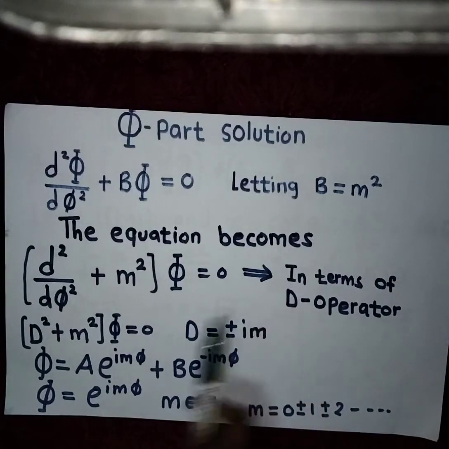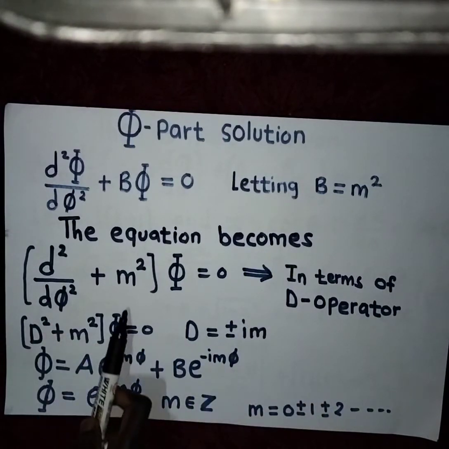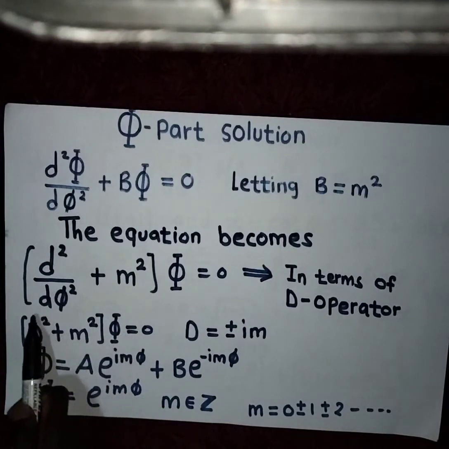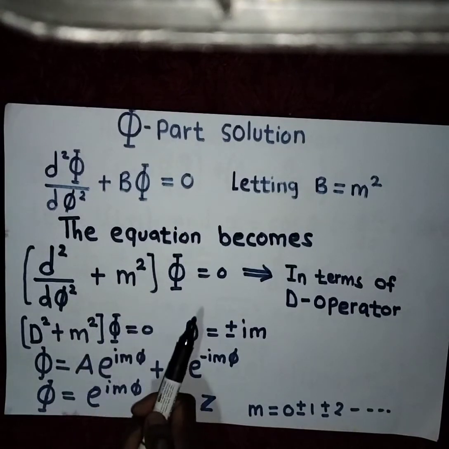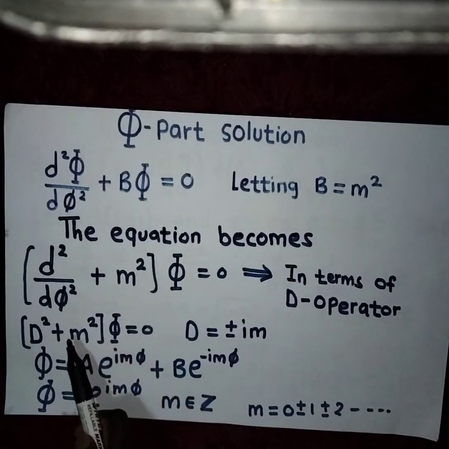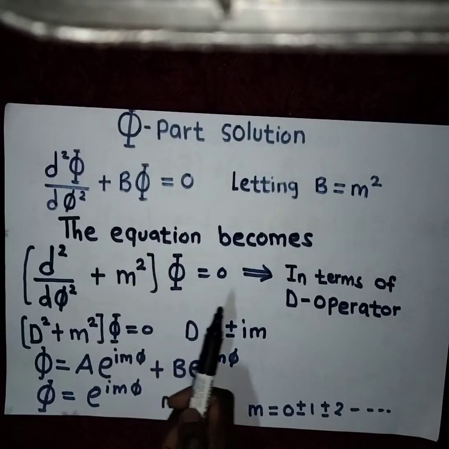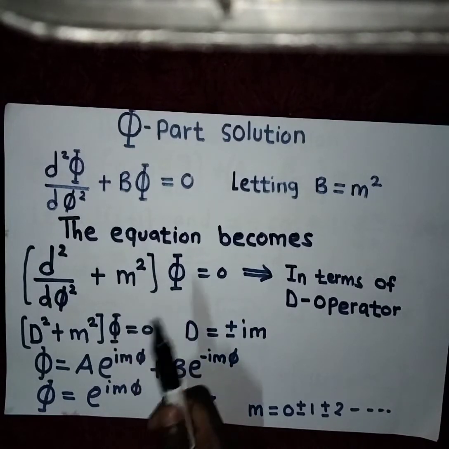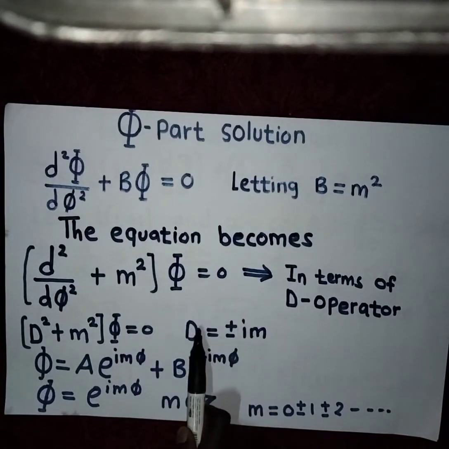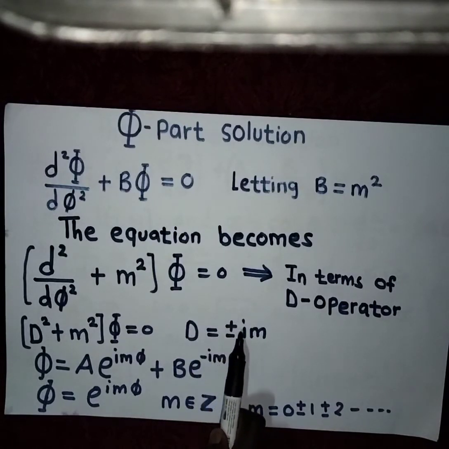This part here is arbitrary, so it means this phi can't be 0. The part which I equate to 0 is this part here. If I equate this one to 0, I'm going to have D squared plus m squared is equal to 0. Then again D squared is equal to negative m squared. For me to have D, I'm going to get the square root on both sides. That means I'm going to have an imaginary number. So D is going to give us either plus or minus im.